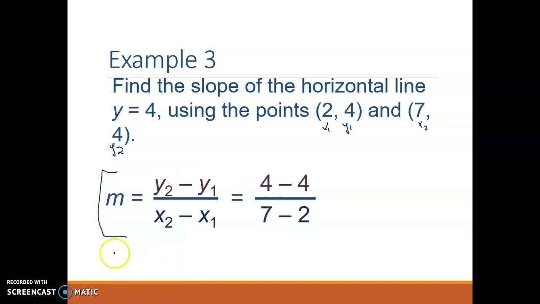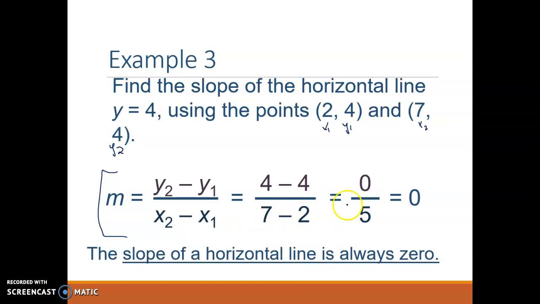And now let's plug and chug. We're going to plug in y2 minus y1, 4 minus 4, and x2 minus x1, 7 minus 2. We get 0 divided by 5, which can be simplified to 0. Now you may be thinking, how can I divide 0 by anything? Well, think of it this way. If I have $0 and I share it with 5 of my friends, how much do each of my friends get? They get $0. So if you have a 0 on top of the fraction, your slope is going to be 0. The slope of a horizontal line will always be 0.